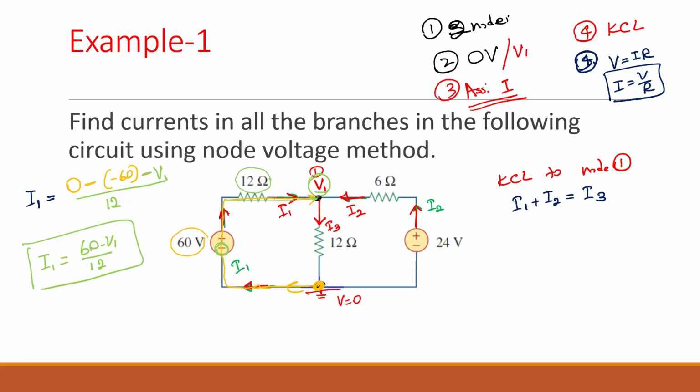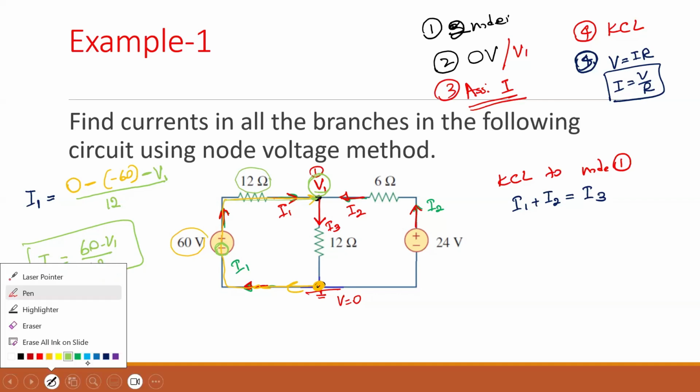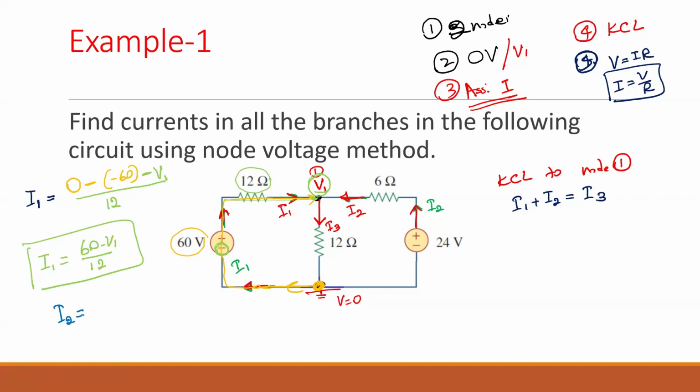Can you please do I2 for me? I2. It's just minus 24. Yes, 0 minus 24. Start from the earth. Yes, and then go minus 24, and then across to V1, minus V1, and that's over 6. Okay, so minus will become plus. So this will be (24 minus V1) over 6.